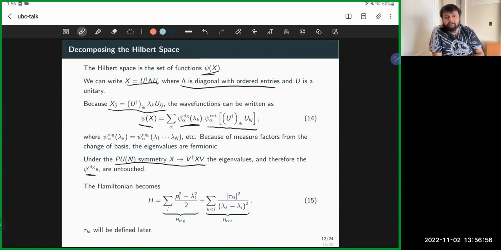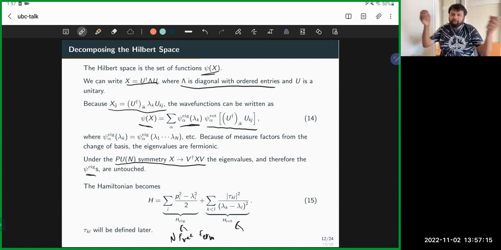The last point is that under this decomposition, the Hamiltonian becomes an eigenvalue Hamiltonian, which is n free fermions, and a rotational Hamiltonian. The rotational Hamiltonian has this tau_KL, which I have not defined, and I will define that later. But notice that in eigenvalue space, there is some repulsion going on. It diverges when lambda_K and lambda_L get very close. Good.